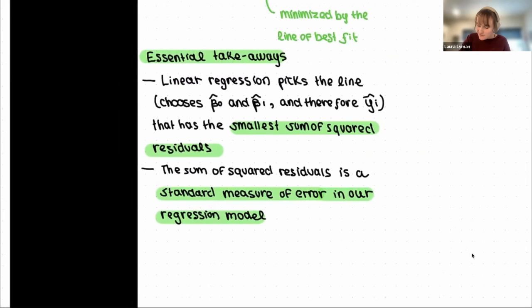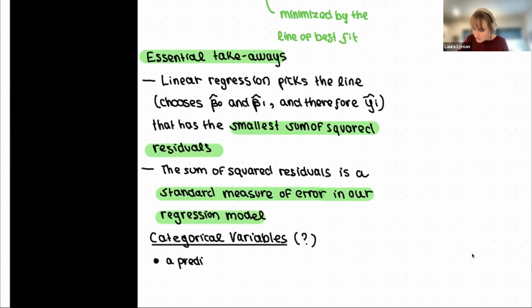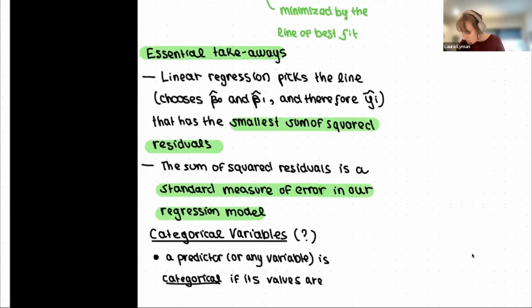So now, within the next 4 minutes or so, I'll briefly introduce what we do with categorical variables as predictors. So what is a categorical variable? A predictor, or any variable, is categorical if its values are categories or labels. So that might not be a very helpful definition until you actually have examples.